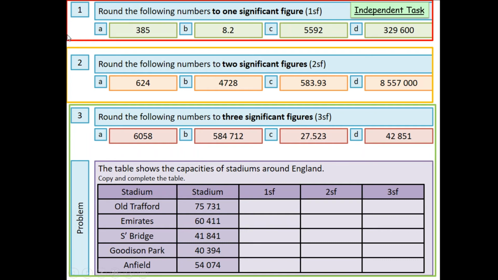What I'd like you to do now for homework: if you are in set 3, please have a go at the red section. If you're in set 2, please have a go at the red and amber section. If you are in set 1, please have a go at the green section. Once you're done, please take a picture and upload to class charts.